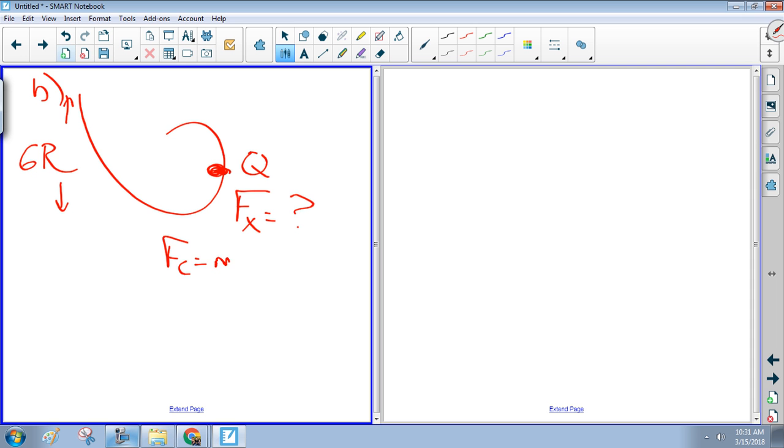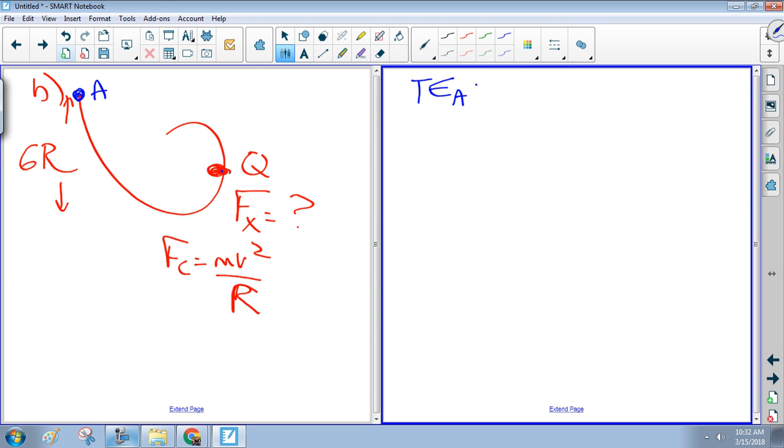So that's mv squared over r. Right? So what do I need to find? The velocity at point Q. And then we're pretty much done, right? Okay, so let's see. Up here, this is point A. This is already named point Q.